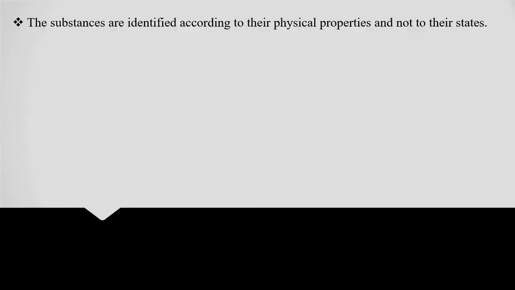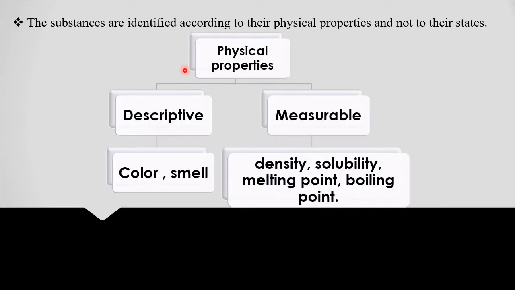So, what are these physical properties or physical constants of a pure substance? The physical properties can be either descriptive or measurable. Descriptive, such as color and smell, which are observed, whereas measurable properties can be measured, such as density, solubility, melting point, and boiling point. As a conclusion, substances are identified according to their physical properties and not their states.